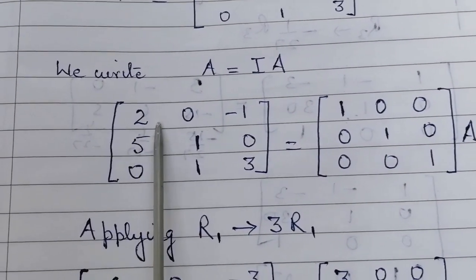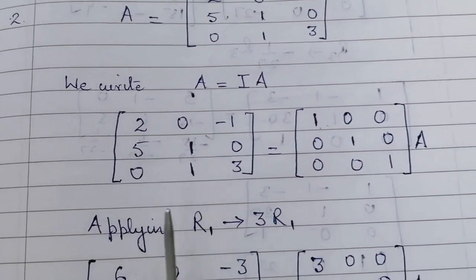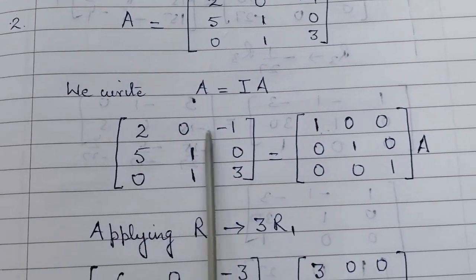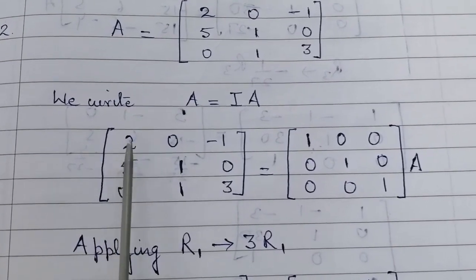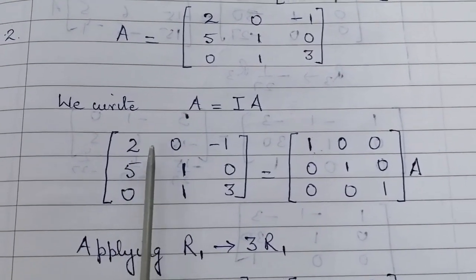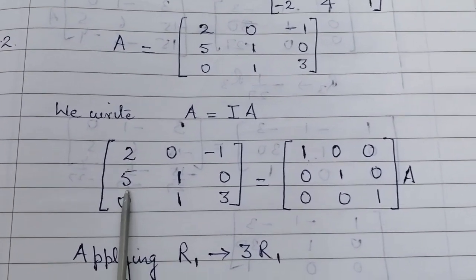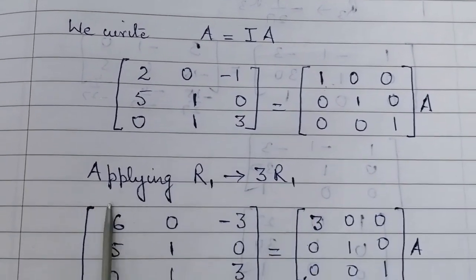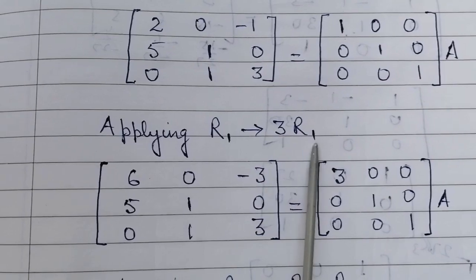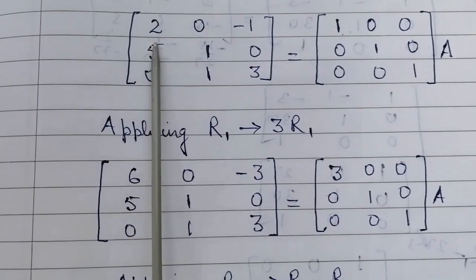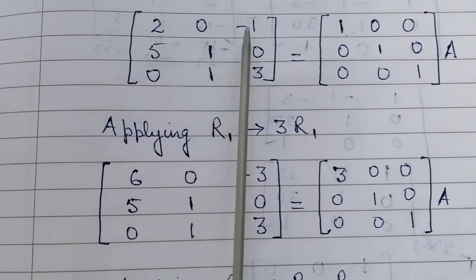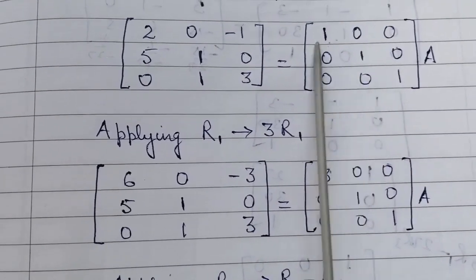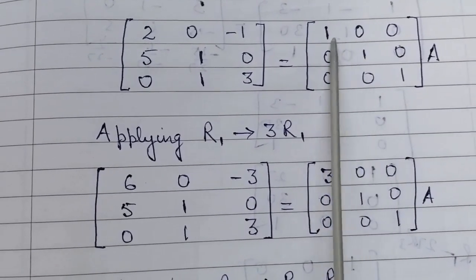So first of all, if I multiply this R1 by 3, we'll get 6 here, and then 6 minus 5 we can get 1, right? So I'm multiplying R1 by 3. So applying on R1, we are applying 3 into R1. So here 3 into 6, 3 into 0 will be 0, and 3 into minus 1 will be minus 3. And I have applied the same operation on this row also.